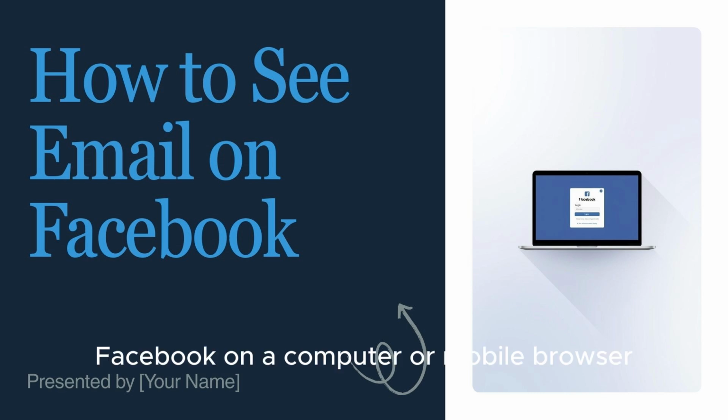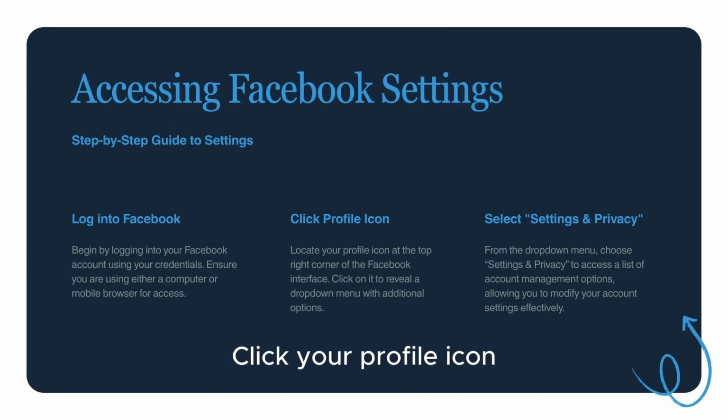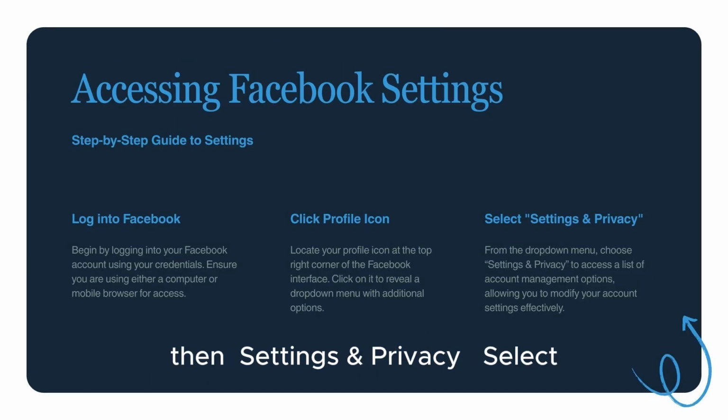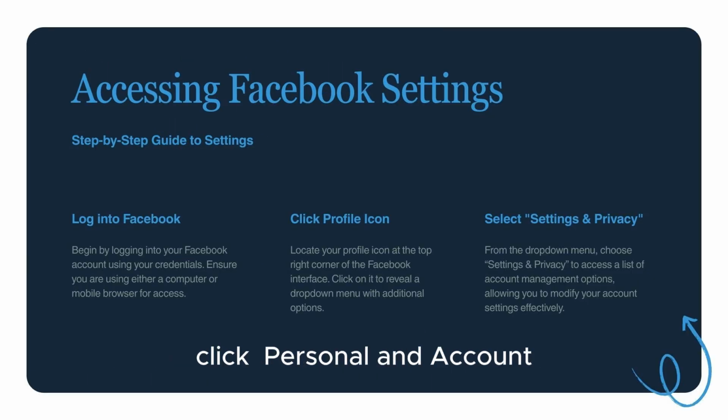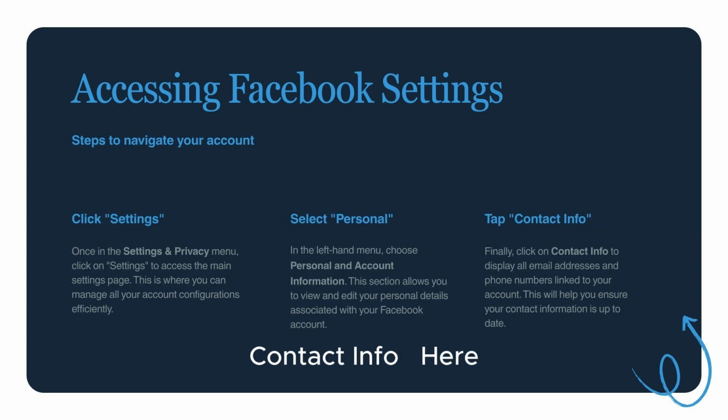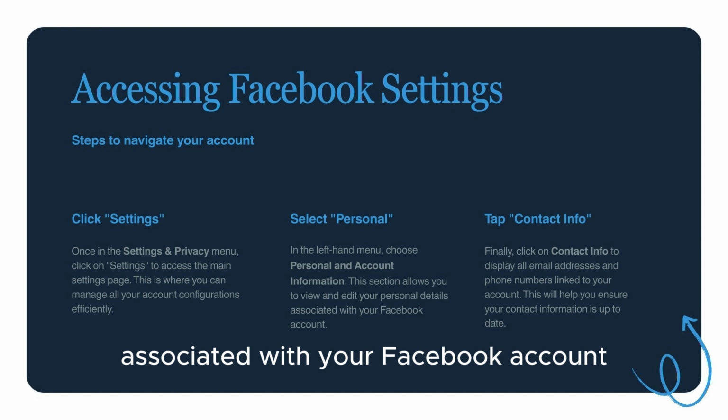Let's see the email on your Facebook account. First, log into Facebook on a computer or mobile browser. Click your profile icon, then Settings and Privacy. Select Settings. In the left menu, click Personal and Account Information. Tap Contact Info. Here you will see all the email addresses and phone numbers associated with your Facebook account.